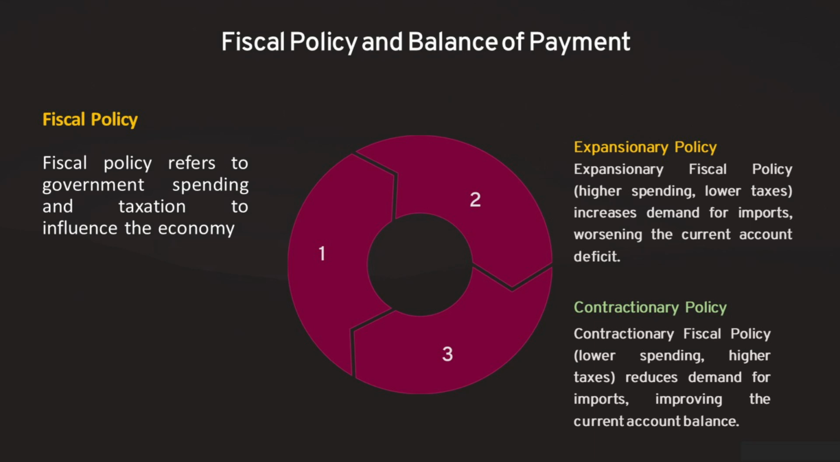When government spending is comparatively high and the amount of taxes is comparatively low, it is known as expansionary fiscal policy. That means in case of expansionary fiscal policy, the government spends more for the overall development of the economy. This expansionary fiscal policy has an impact on the balance of payment position of a country.